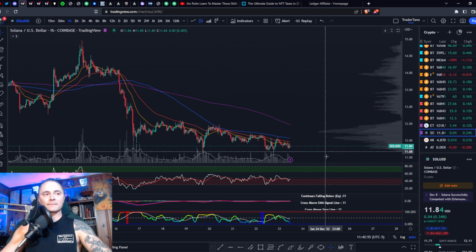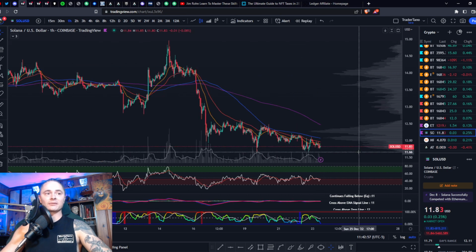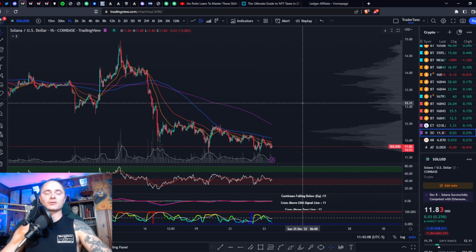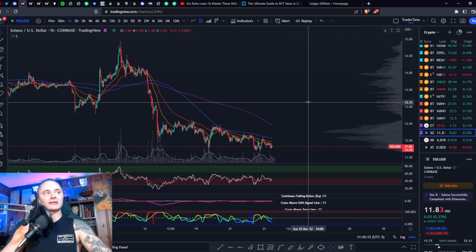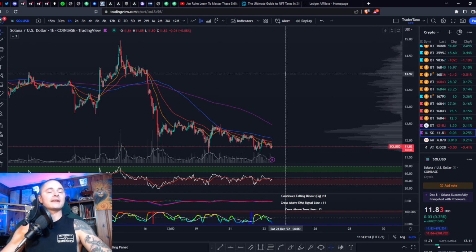That's the bullish case. The bearish case, I mean, basically you break these last wick lows, 1167, on a 1 hour closure. $11 is in the cards, $10 next. If you break $11, we're going to the depths. All right. Bye-bye, Solana. Yeah, that's about it.